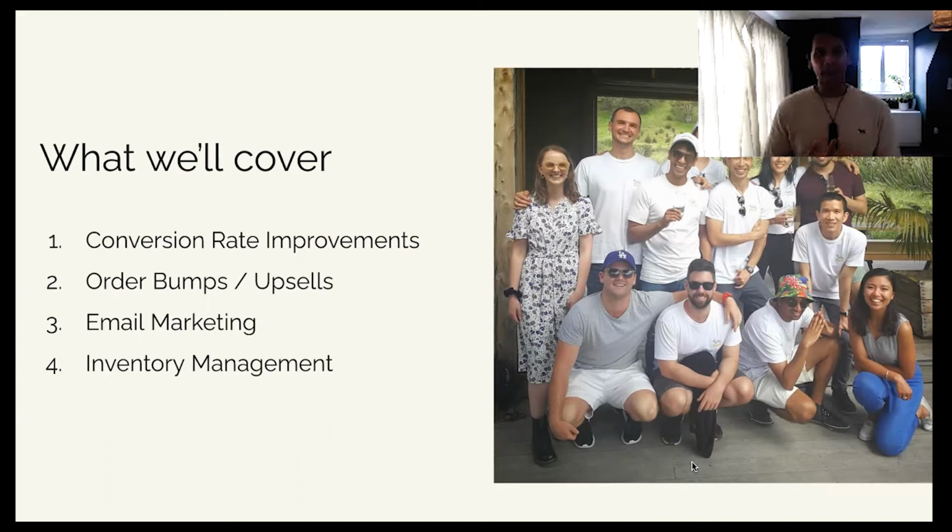The second part is order bumps and upsells. So this is basically how you can turn what is maybe a $500 deal or $200 deal into a $600 or $700 or $800 deal, just by adding subtle bumps at the checkout moment.